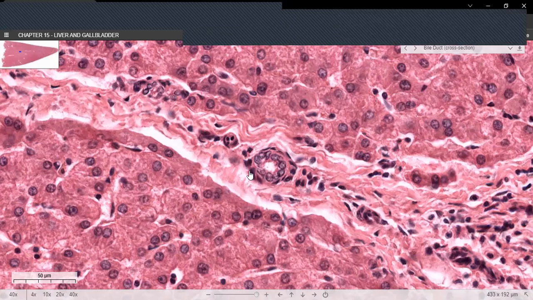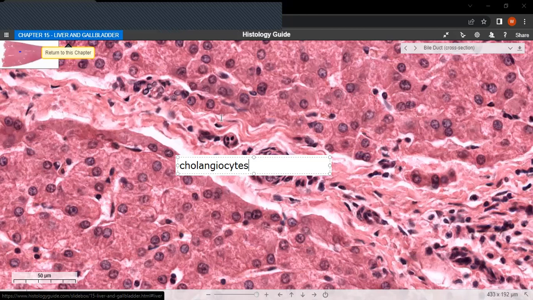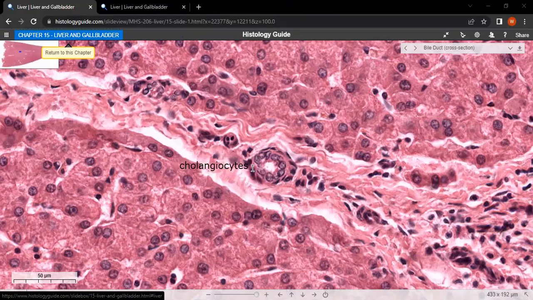Now, look at this bile duct. This is a lobule here, and here is another lobule. It is in between, the interlobular duct. You can see it is lined by simple cuboidal epithelium. These cells lining the bile ducts are known as cholangiocytes. Let me write that. Cholangiocytes, yeah. These are the lining cells of the bile ducts.